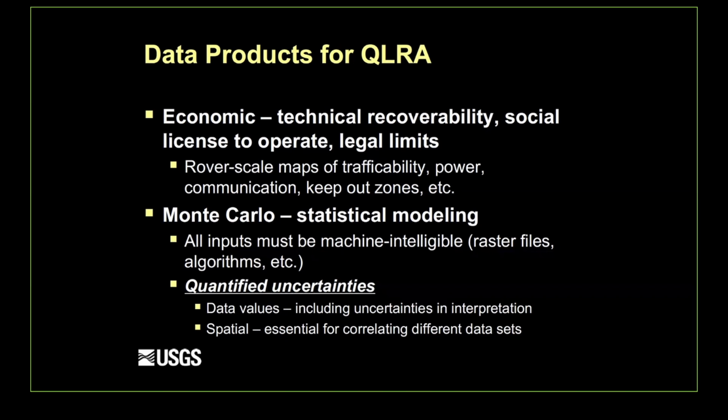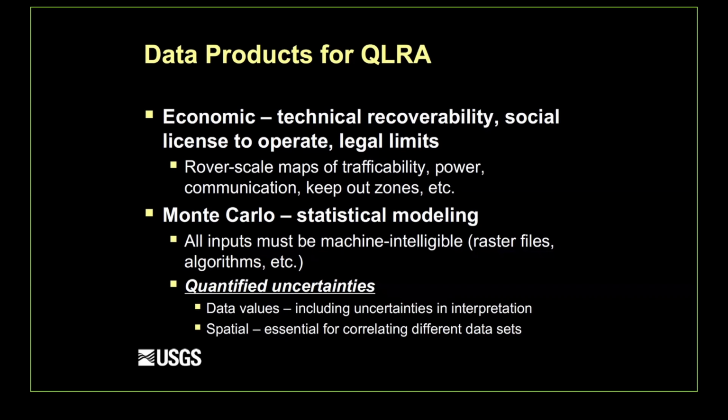And since you're doing this in a computer, it's essential that all the data is in a format that computers can understand. So different types of raster files, shape files, algorithms, and so forth. All the products need to be stuff that the computer can understand. And then perhaps the really key point is if you want to come out with a measurement of your risk, the probabilities of finding the ice, you need to have well quantified uncertainties. That's not just the data values.